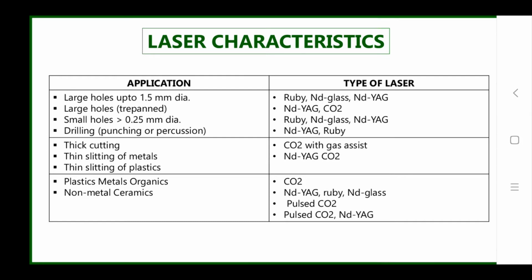Here I have shown some characteristics of the lasers. So for different applications, we can use different types of laser. In one column I have given laser applications, and in the second column types of laser. So for a large hole up to 1.5 mm diameter you can use ruby or Nd glass or Nd YAG laser. For large holes, and again for small hole drilling, we have different lasers. So here I have shown how we can select the laser depending on the characteristics.